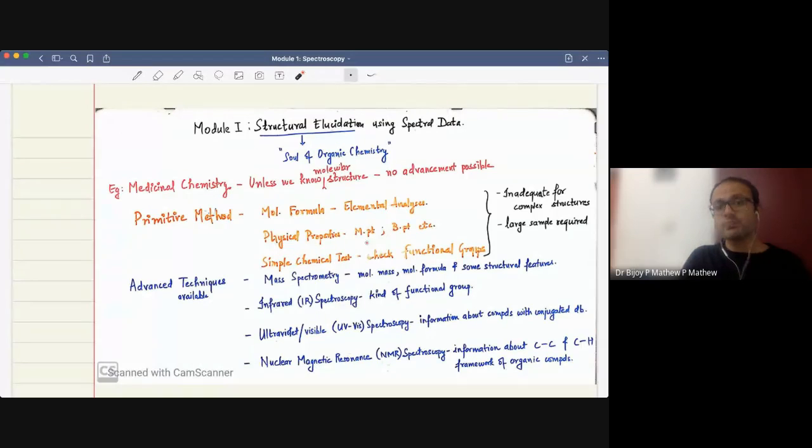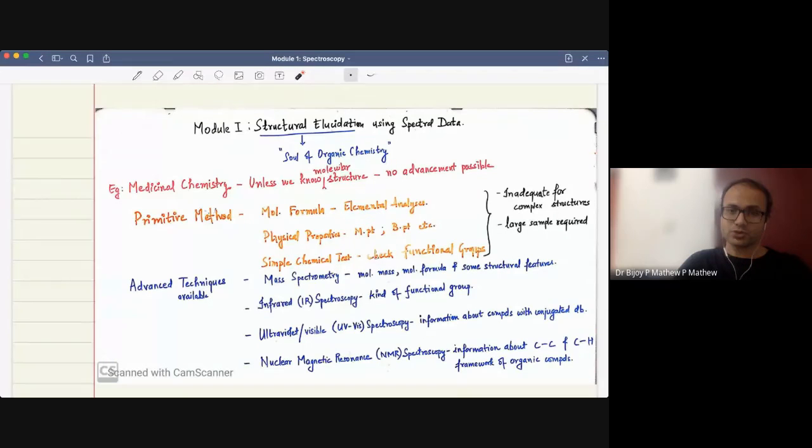So determination of physical constants like melting point and boiling point is a very important part of structural elucidation. The third stage involves simple chemical tests. Simple chemical tests means you do certain known chemical reactions in order to determine what type of functional group is present in your given sample. That is how we come to know a general idea about the structure of the compound.